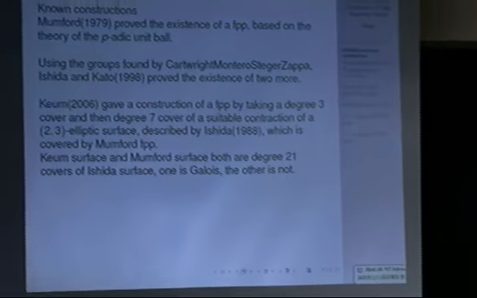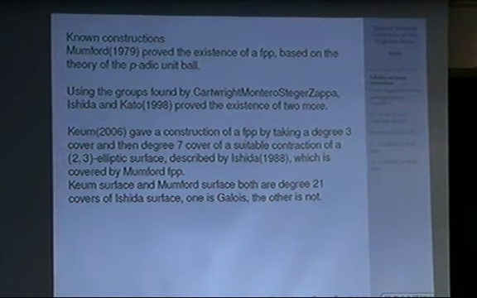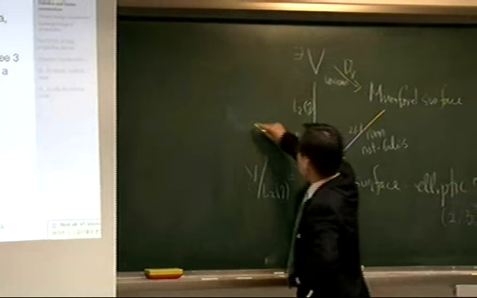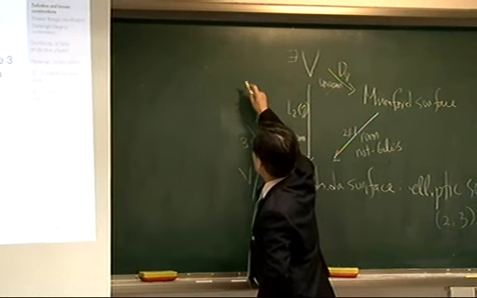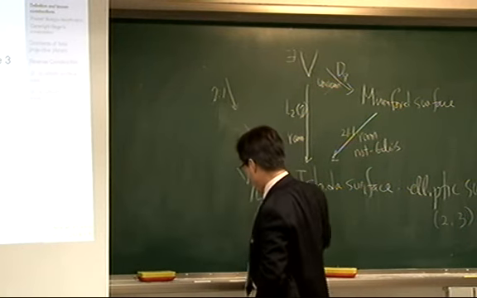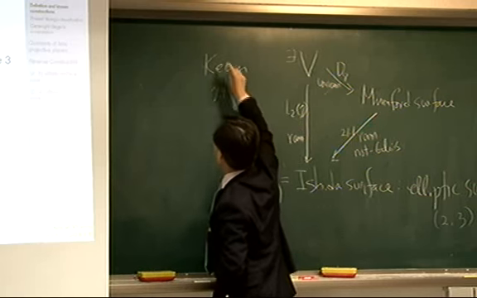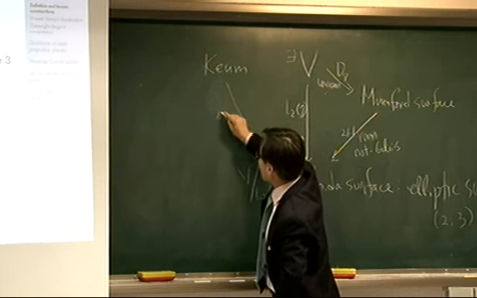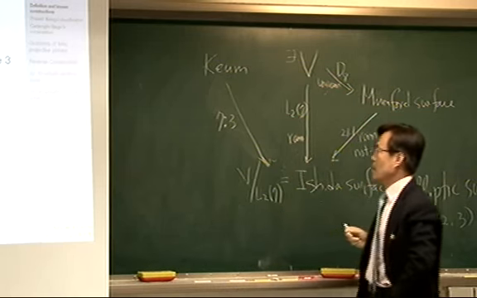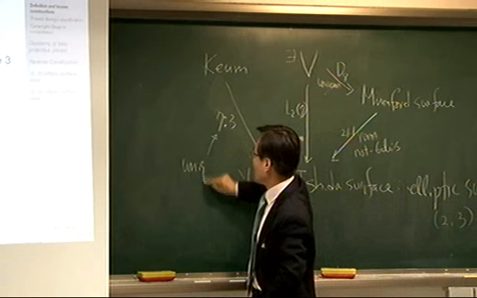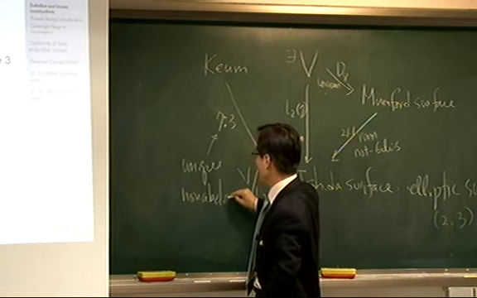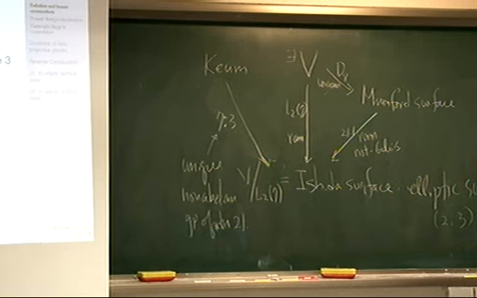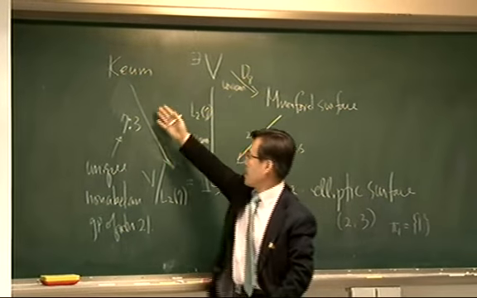And then I gave another construction of a fake projective plane by taking a degree 3 cover and then a degree 7 cover. So my construction goes this way. So this is my surface. Eventually, my surface is a degree 21 cover, which is Galois. So the group is the unique non-abelian group of order 21. So the Mumford surface is a non-Galois cover of the Ishida surface, and my surface is a Galois cover of the Ishida surface.